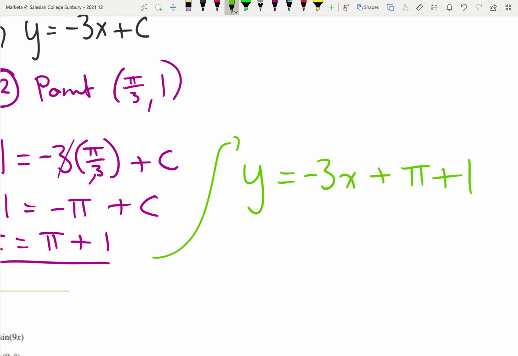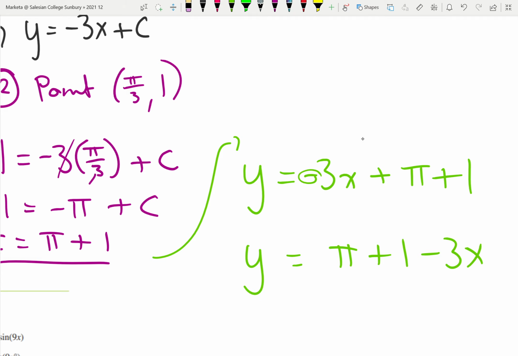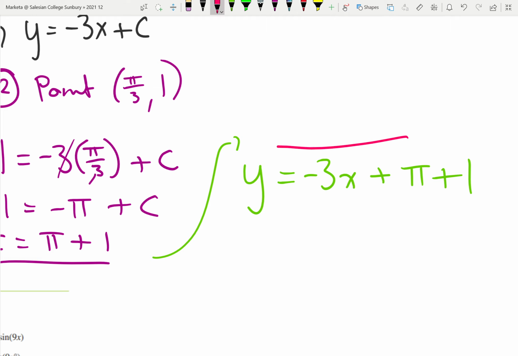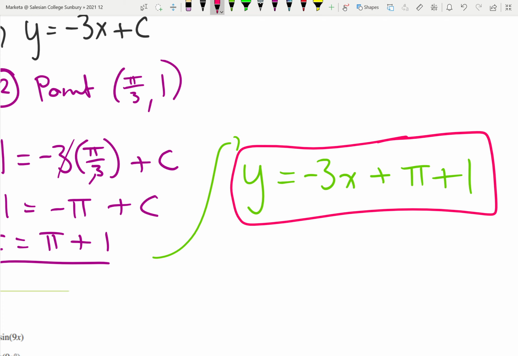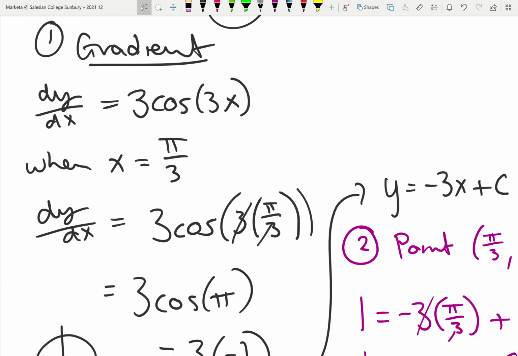And look, they might put this -3 last, you know, y equals pi plus 1 minus 3x, just so that you don't have the negative at the start. But really, that's just not necessary. You can if you want, but it's absolutely not necessary. This is 100% a good answer and the correct answer. All right, that, I believe, completes the examples from differentiation of circular functions.